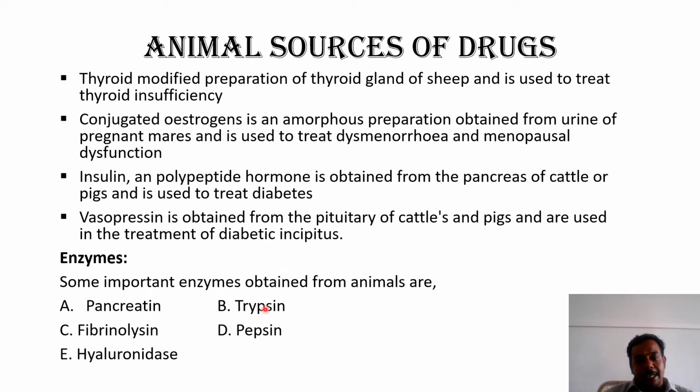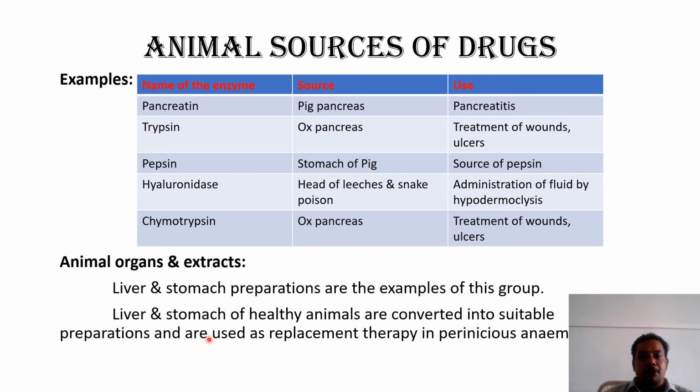So some important enzymes that are obtained from animals are pancreatin, trypsin, fibrinolysin, pepsin and hyaluronidase. Right? So these five are predominantly obtained enzymes. So let us see about those enzymes. Pancreatin is obtained from pig pancreas, and is used to treat the disorder called pancreatitis.